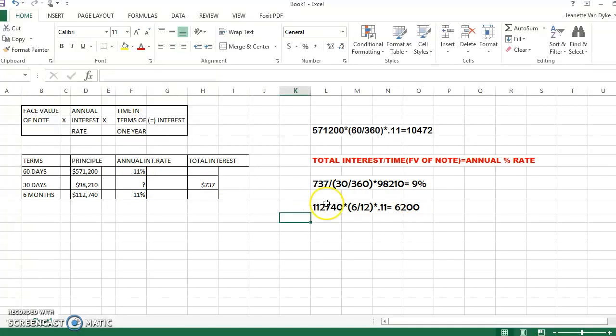And then the last part of this is going to be the same as this first one. I'm going to find the principal and multiply it by the term, which is 6 months. So instead of days, where up here we did 60 days divided by 360, which is the term of the year, in months we go 6 months divided by 12 months. So again, the months and the days are calculated a little differently, so it's important to pay attention to what it says here. Then we multiply that by our 11%, and we end up with a total interest of $6,200.